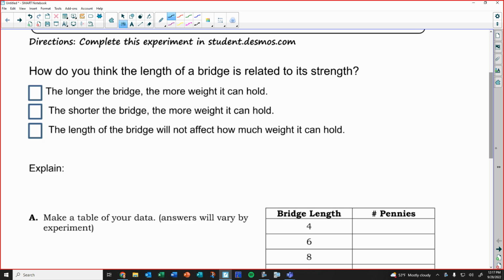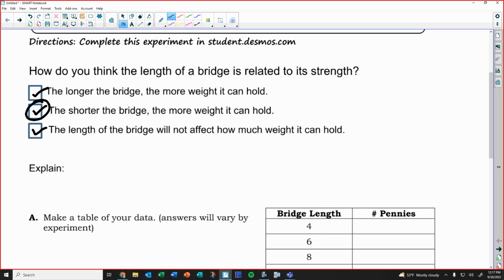Okay, so 3 groups. How many people thought the shorter the bridge, the more weight it could hold? Okay. How many people thought the length of the bridge will not affect how much weight it can hold? Okay, so we had a mix of everything. So we'll see which one. This was the most of us, and then we're in the middle here. So I'll circle that one. That's the most.